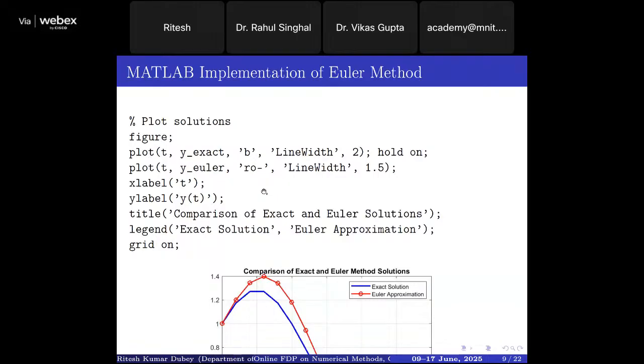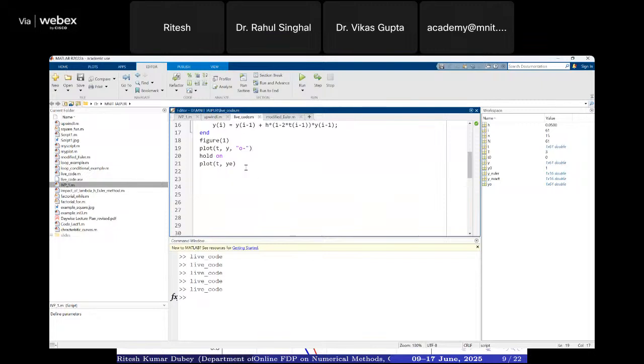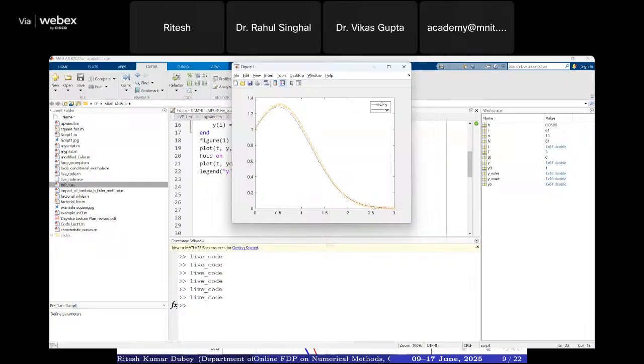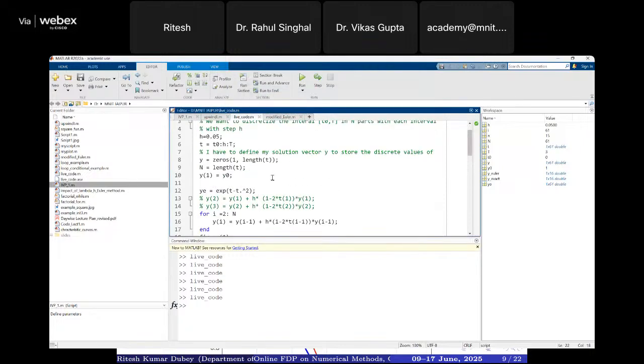But the code which I wrote is slightly different. I plotted first the computed solution y, so I can write here legend, and I can put y and ye, just for our understanding. So if I now again draw it, I will get this. So I can get the legend also. So this is the way we can make a simple code for the Euler method to solve this problem.